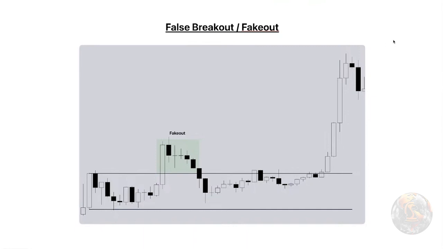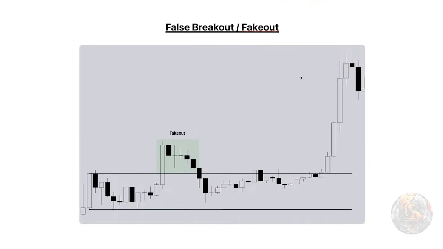Very simple. You can see the image on the screen where there is one shown: price is in a tight range, it attempts to break out above the range, fails to do so, falls back inside the range, and continues to go sideways in consolidation before eventually a real move comes. So that's a fake out. You know what a fake out is now.